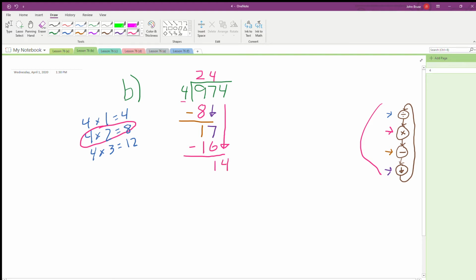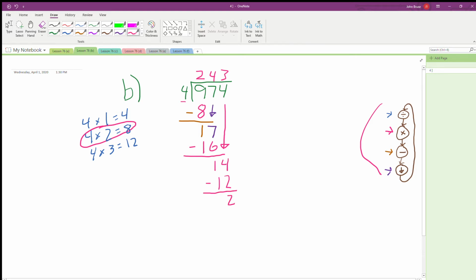And then we're going to ask ourselves, how many times does 4 go into 14? Well, 4 times 3 is 12, and 4 times 4 is 16. 16 is too big, so I'm going to go with the 3. 4 times 3 is 12. And we subtract, and we're left with 2.